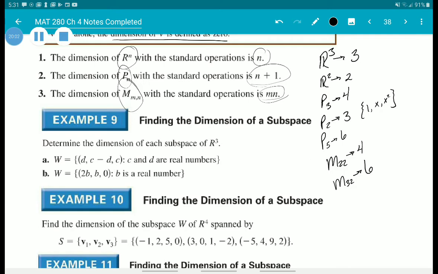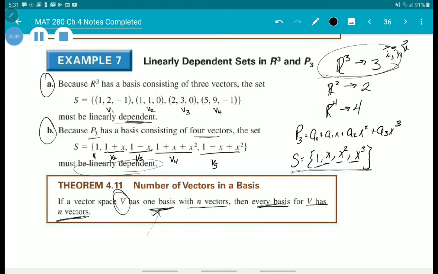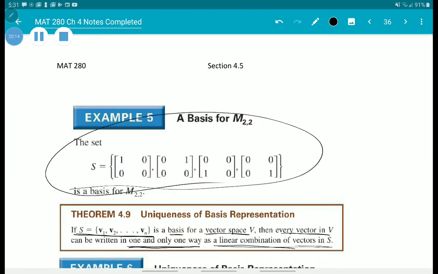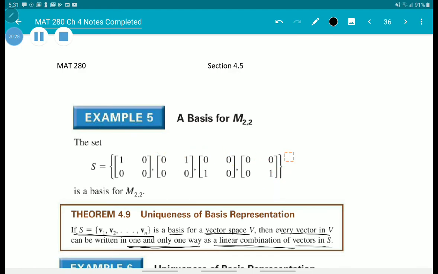I think that's probably the easiest way to think about these. So for M22, it was that set that we saw on the other page up here. Notice we had a 1 in the top left, zeros everywhere else. 1 in the top right, zeros everywhere else. 1 in the bottom left, zeros everywhere else. 1 on the bottom right, zeros everywhere else. So that was that simplest set of vectors that can form any vector in M22.